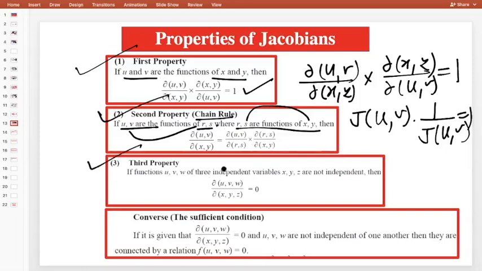Third important property, as I told you, is when u, v are independent variables of x, y.